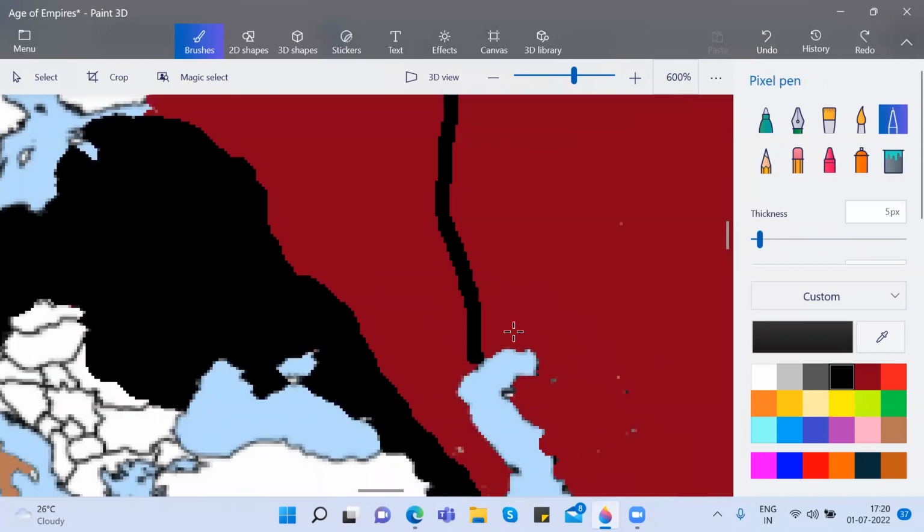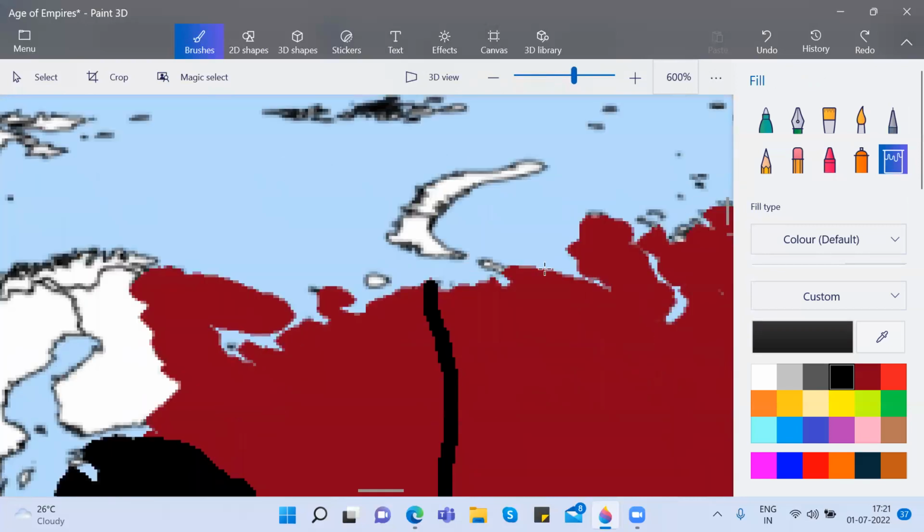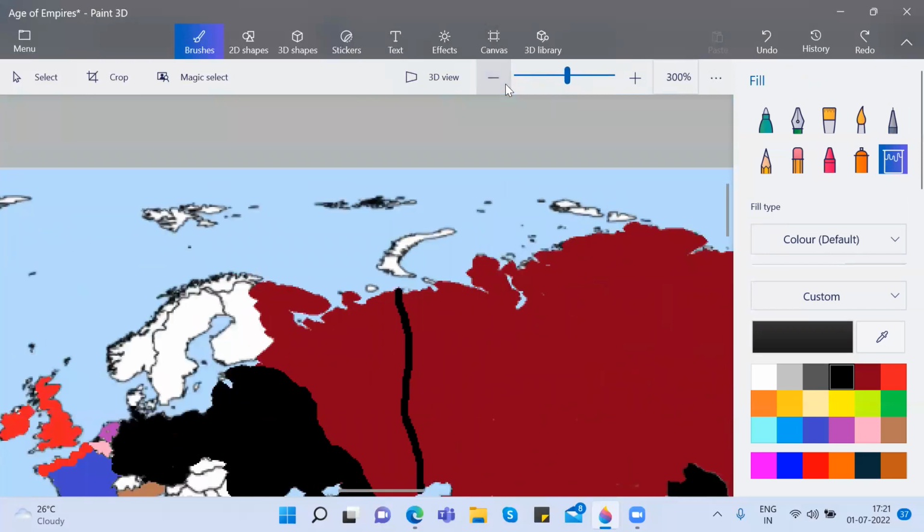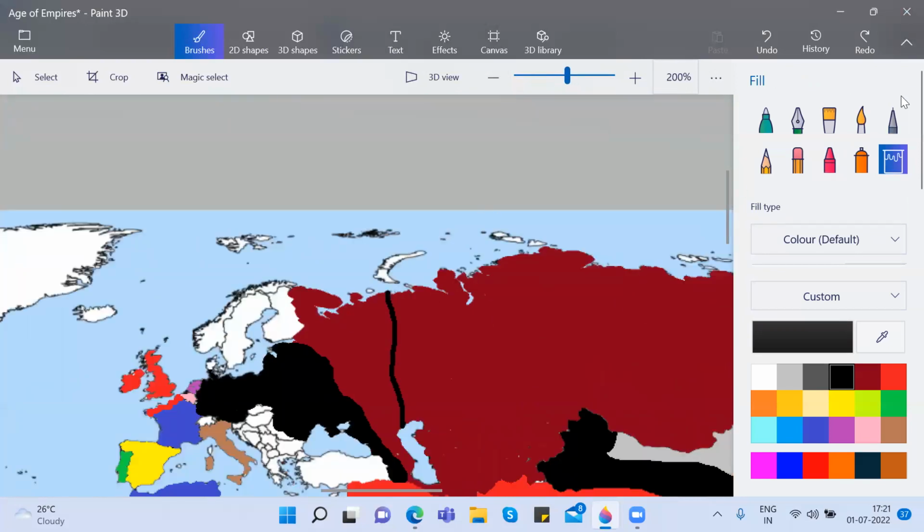One second, the borders are not going well. Yes.